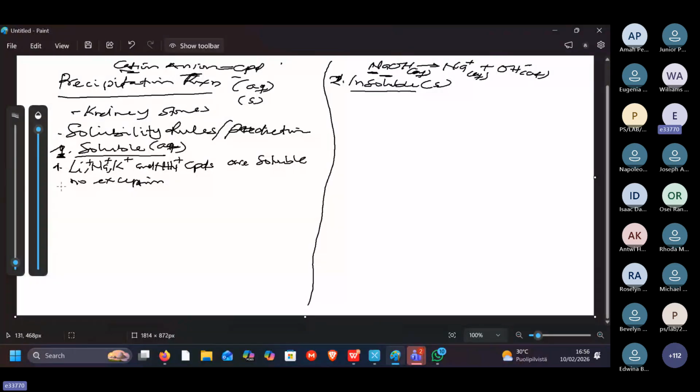Now, another rule is that if we have compounds like nitrates, a compound that has nitrate as the anion, or a compound that has acetate, those are also going to be soluble. Such compounds are soluble.